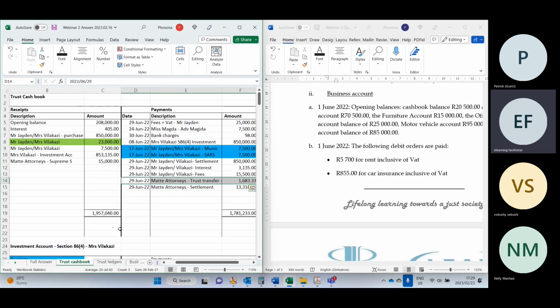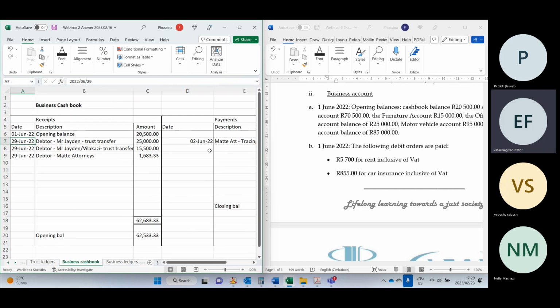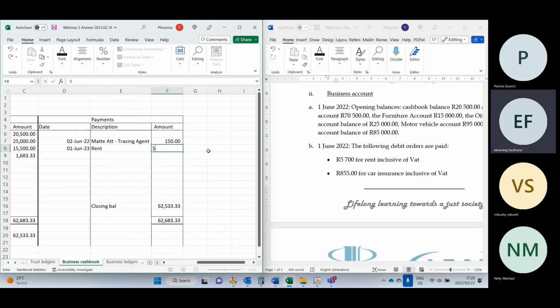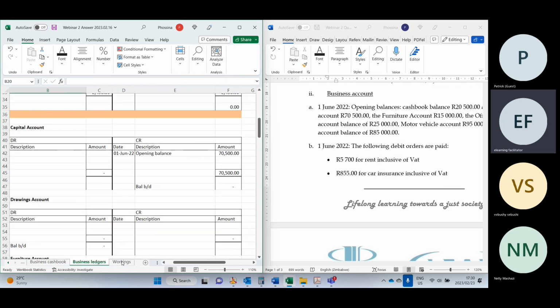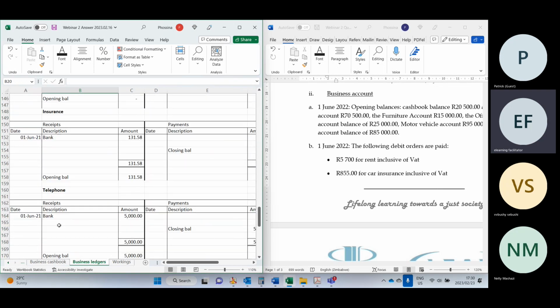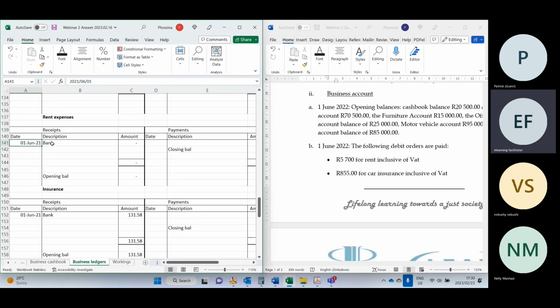Okay, so we come back to our business account. It means on 1 June there was a payment for rent. How much was it? 5,700. So this was the payment for rent, 5,700. We are paying, which means we also have to go to our business ledgers, to our rent account. It's an expense. We are supposed to increase our expenses. Here we are. So it's our business account.